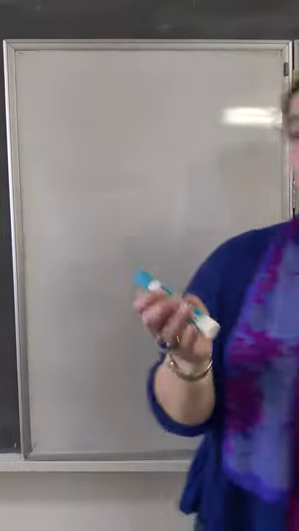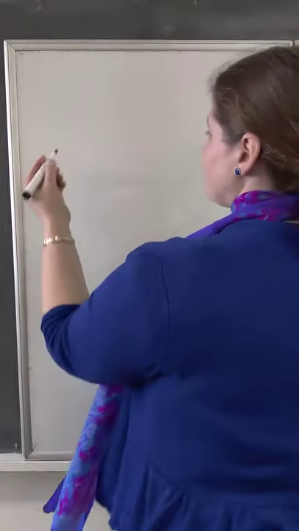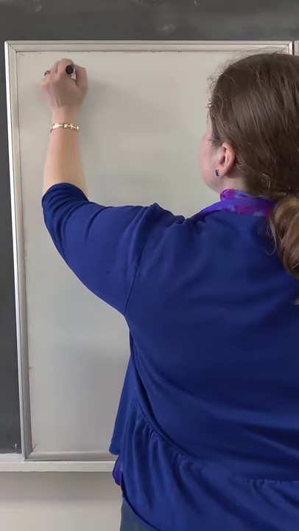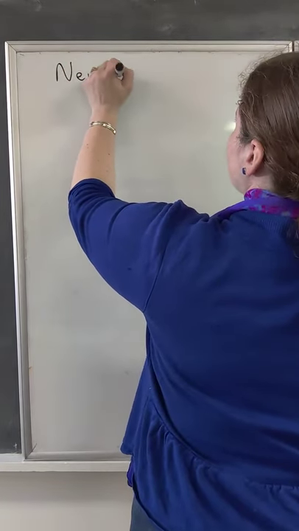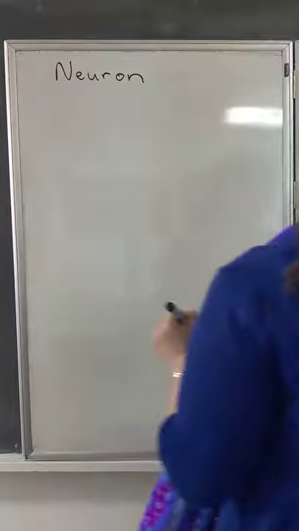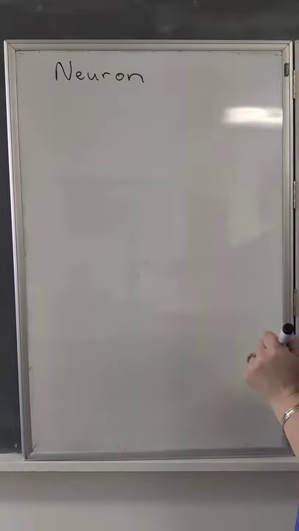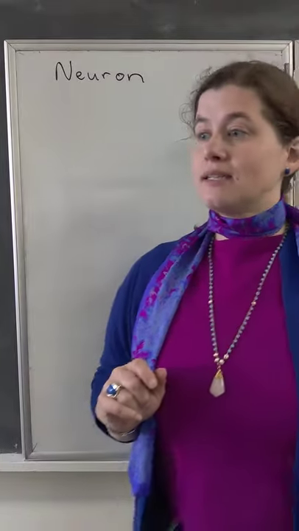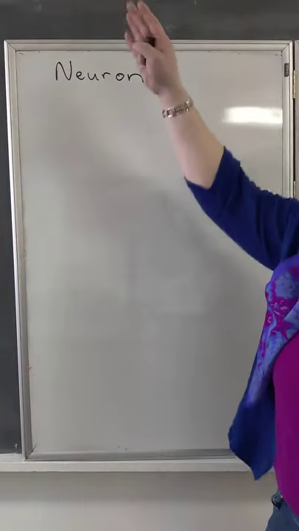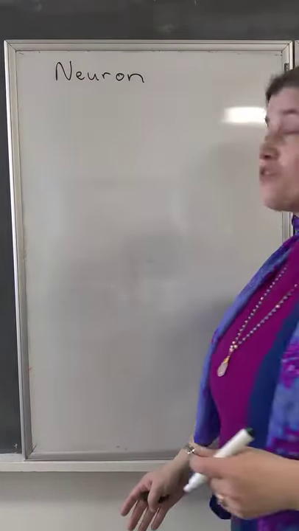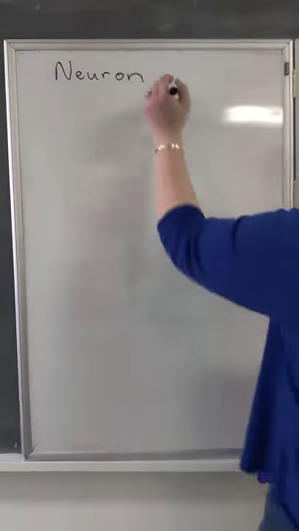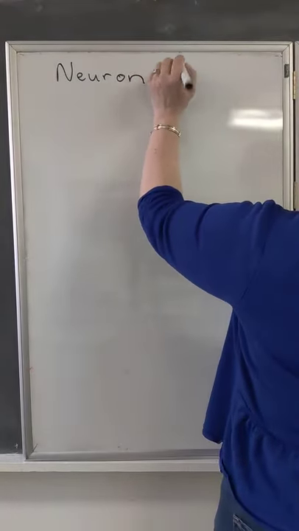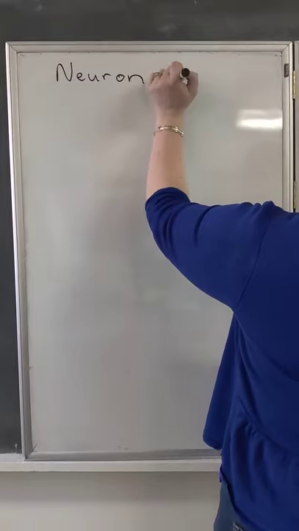All right, so starting with light blue, well, actually starting with our title, okay? This is a neuron. Wait, you said 151, right? This is on 142, yes. Do you want our papers landscape or portrait? We're going to do it portrait. So, neuron and I'm doing neuromuscular.